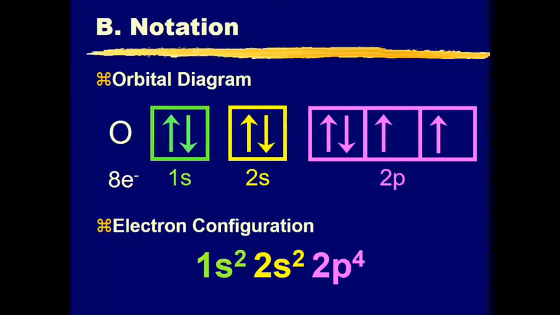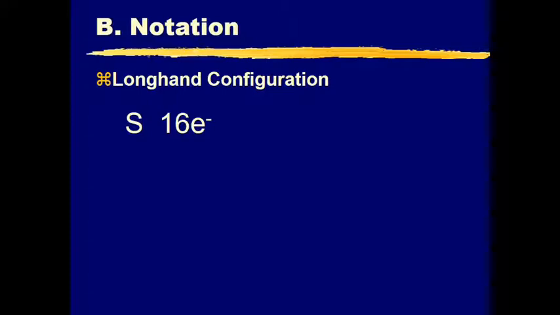And going back to this example with oxygen there at the bottom, the electron configuration for oxygen is 1s2, 2s2, 2p4. So again, it is a condensed version of orbital notation. So far, orbital notation and electron configuration. Now we're going to move on to noble gas notation. In the PowerPoint, it's called longhand configuration, but you will hear me refer to it as noble gas notation.